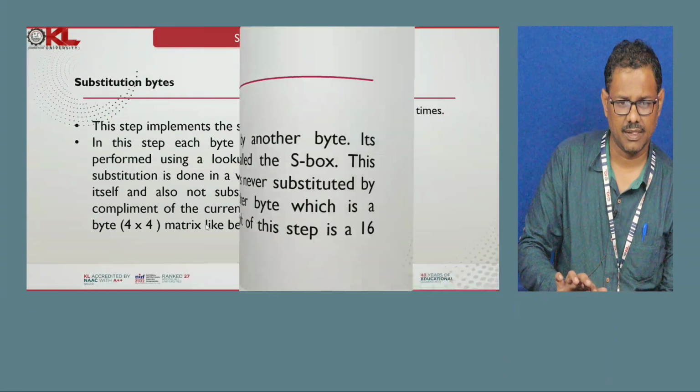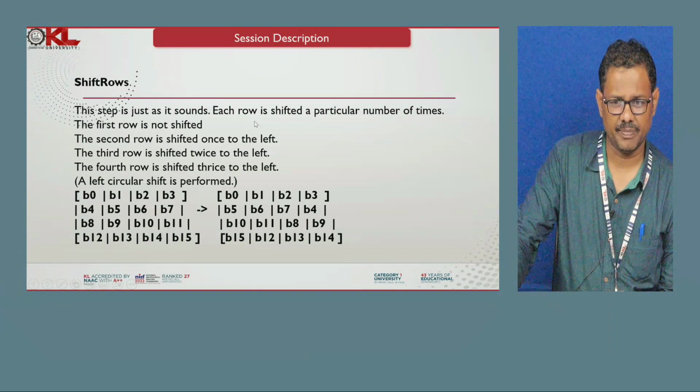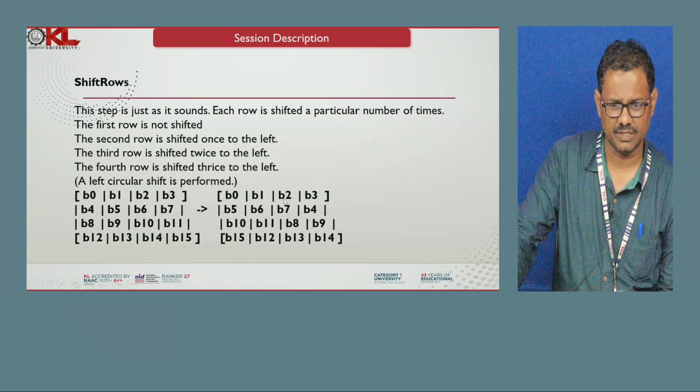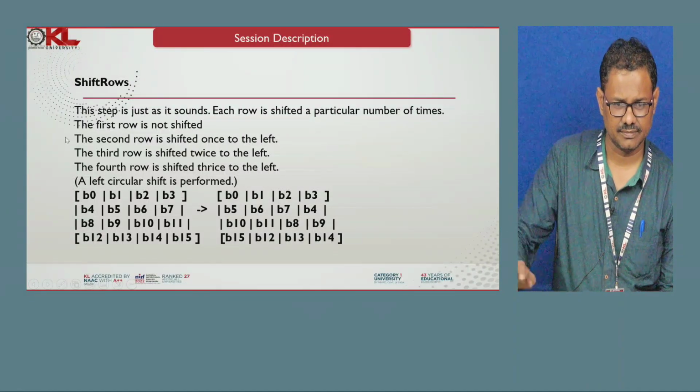Okay. So shift rows. In shift rows, each row is shifted a particular number of times. The first row is not shifted, it is always the same. So B0, B1, B2, B3, the first row is never shifted. The second row is shifted once to the left. The third row is shifted twice to the left. The fourth row is shifted three times to the left, like this. Okay.